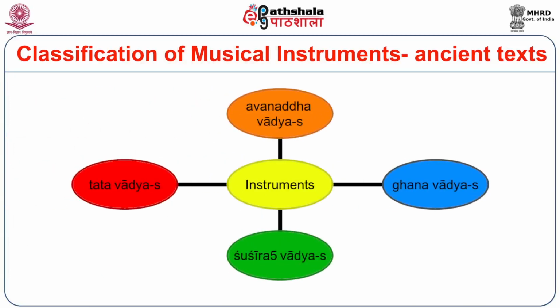To begin with, music instruments are classified under four main categories from the ancient period as prescribed in the ancient Shastras. They are the Tatavadyas, Avanadavadyas, Ganavadyas, Shushiravadyas. Tatavadyas are the stringed instruments, Avanadavadyas are the percussion instruments which are made of leather, and the Ganavadyas are made of metals. The Shushiravadyas are the wind instruments.